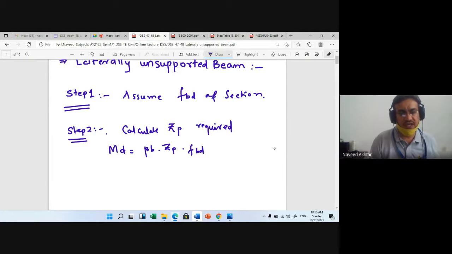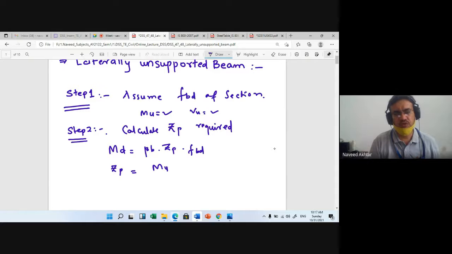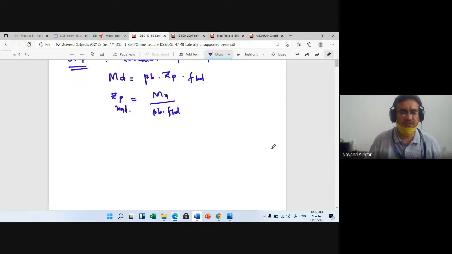So the MD is nothing but, you know, you already calculated MU. If not, you have to calculate it, so one step will increase. If you don't know the factored moment MU and factored shear VU, then after equating this, you can find V required is equal to NU upon beta B into LB. So this ZP required you can calculate from this formula.